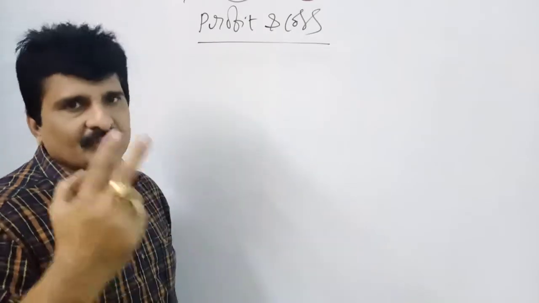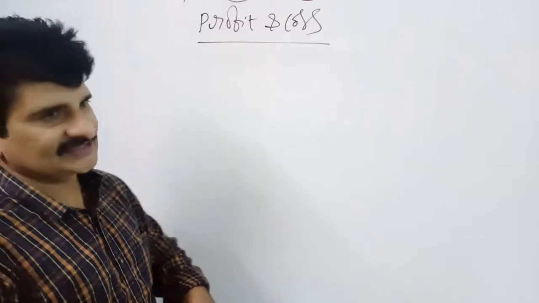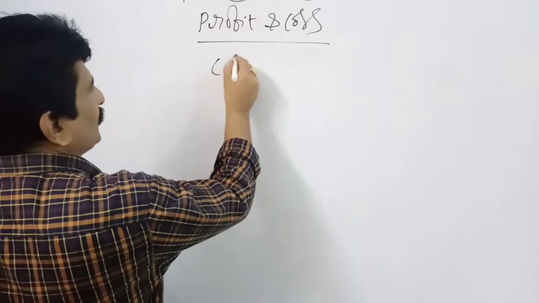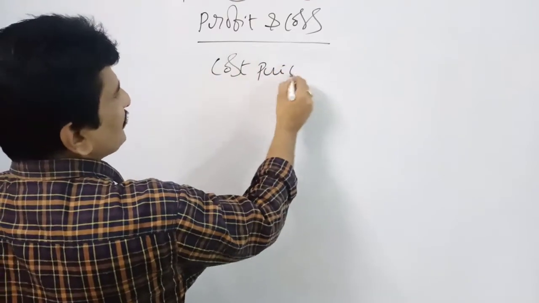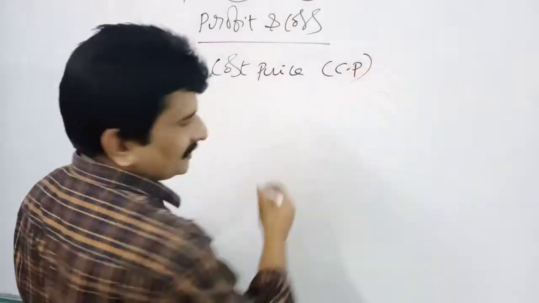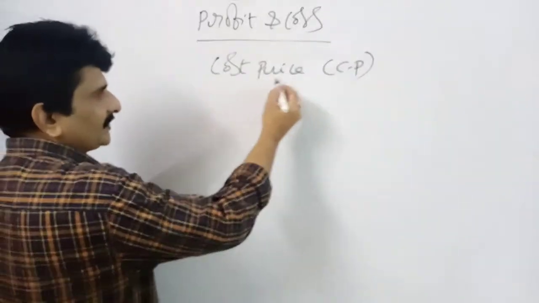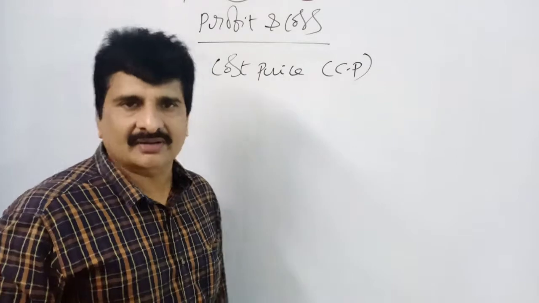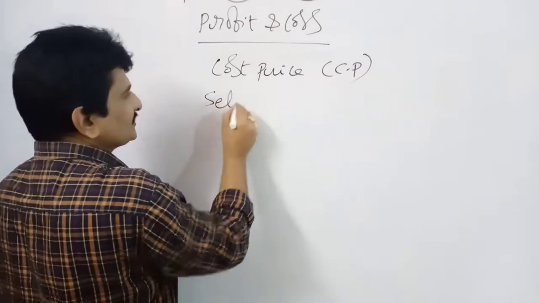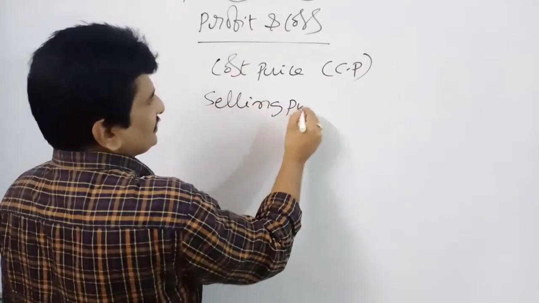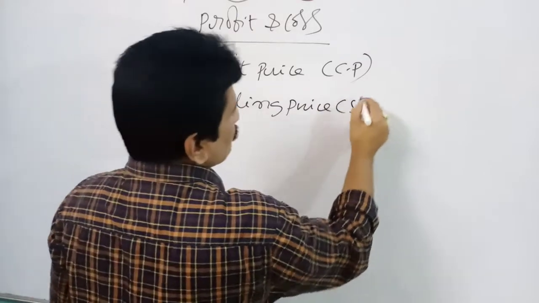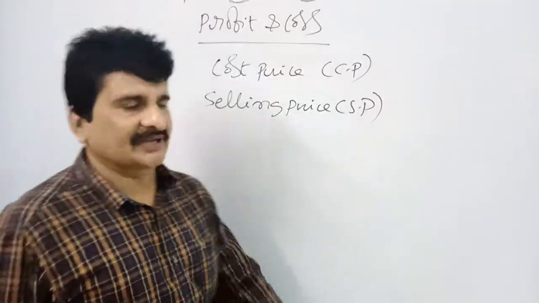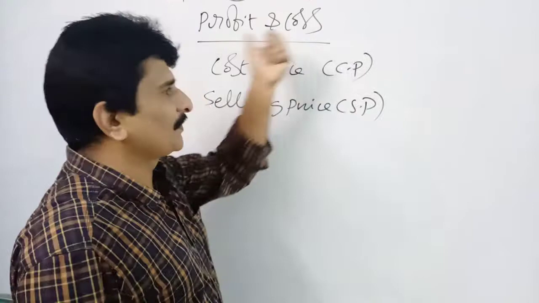For that, I am going to tell you some important points. The terms that we are going to use in this chapter: first is cost price, from here onwards we call it CP. Whatever amount you purchased for is called cost price. Another one is selling price. Selling price means whatever amount you sold for. SP. CP, SP, profit or loss.